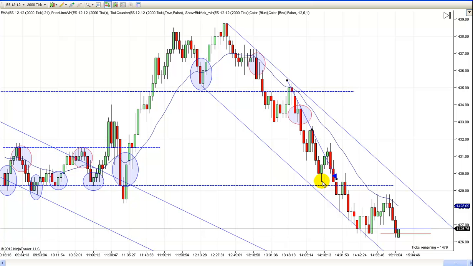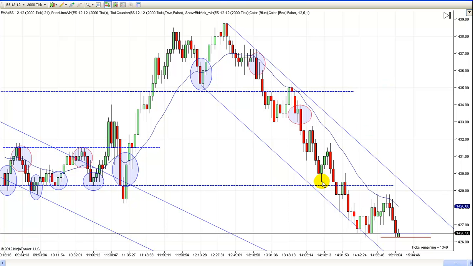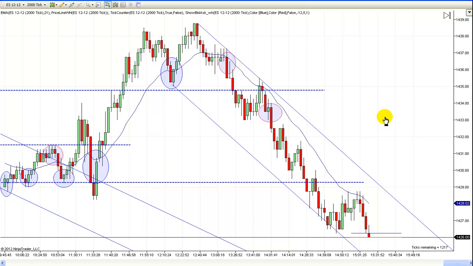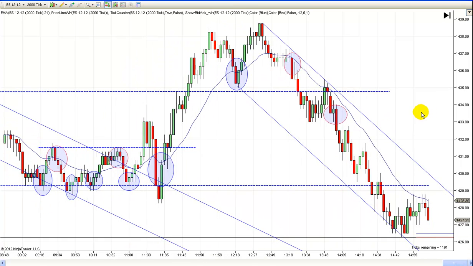Actually, it was probably two, because I had my order there, and as soon as it touched it, I just went ahead and closed my trade. And I don't think I got out on my limit order. I think I got out one tick behind that. So, and that was it for me.